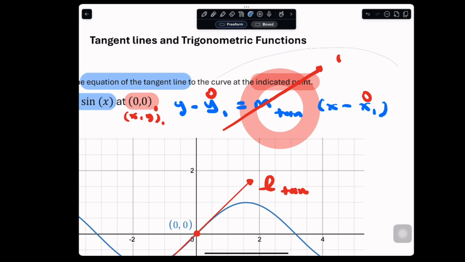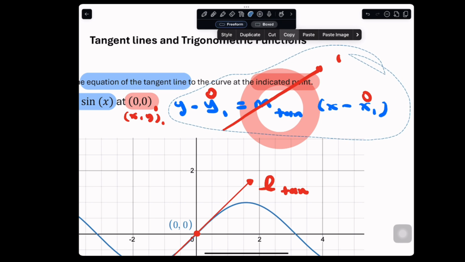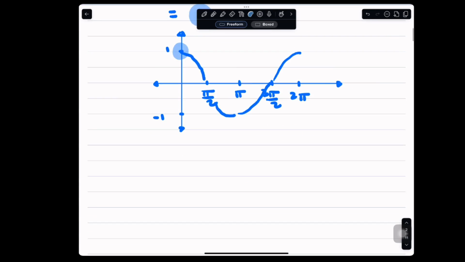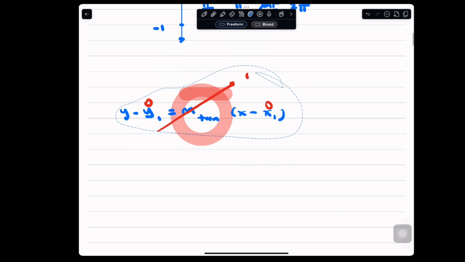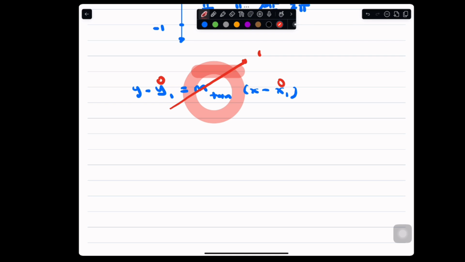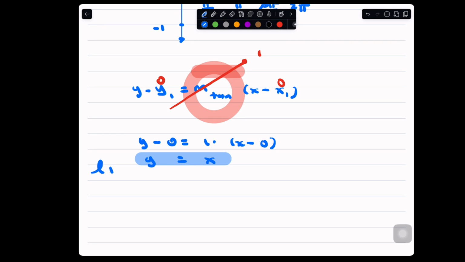So everything together, I'm going to copy this and bring this down. We get now y minus 0 is 1 times x minus 0, or y is simply x, and actually you're done now. This is the line that they're looking for. This is L tangent. Okay?